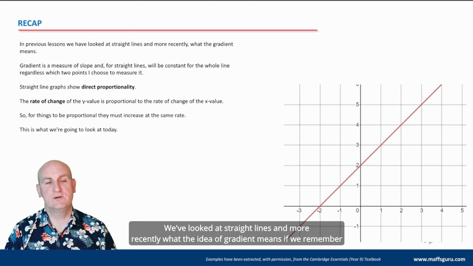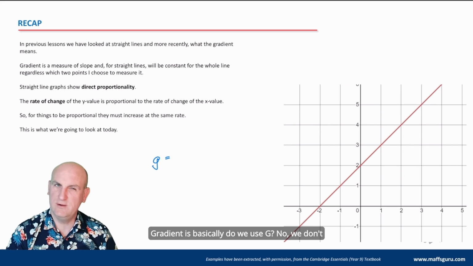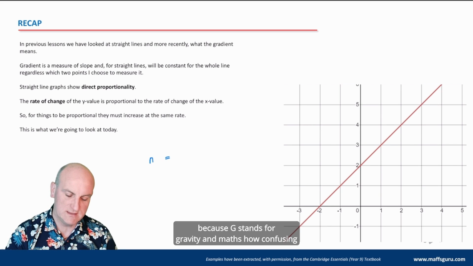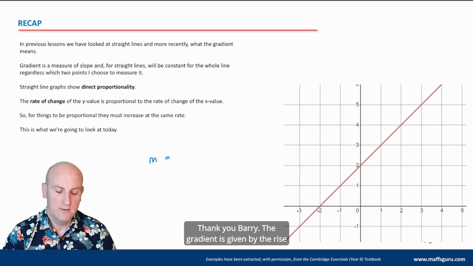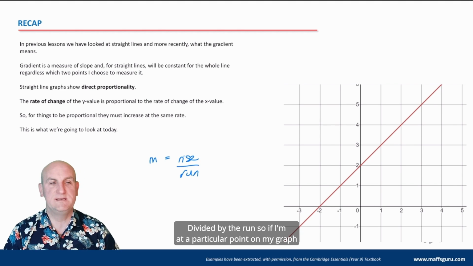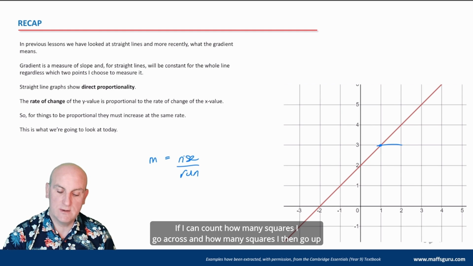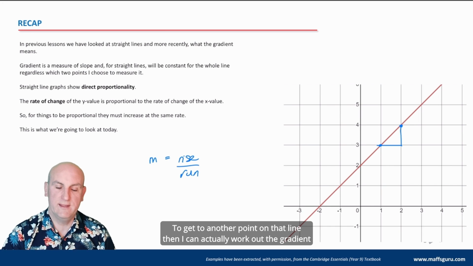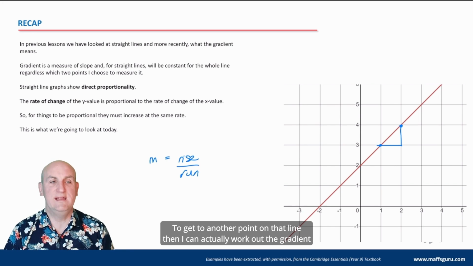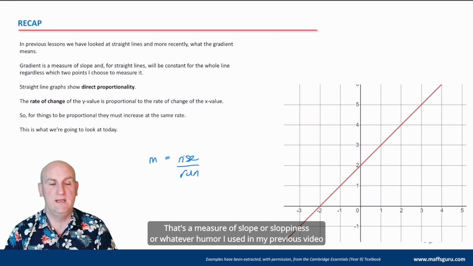Now, when we look at this, we've looked at straight lines and more recently what the idea of gradient means. And if we remember, gradient is basically, do we use G? No, we don't, because G stands for gravity in maths. How confusing. Thank you, Barry. The gradient is given by the rise divided by the run. So if I'm at a particular point on my graph, if I can count how many squares I go across and how many squares I then go up to get to another point on that line, then I can actually work out the gradient. That's a measure of slope or slopiness or whatever humour I used in my previous video.